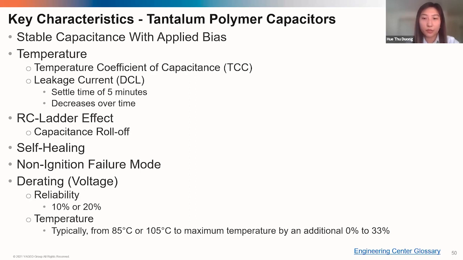Tantalum polymer parts require 10 to 20% voltage derating for temperature ranges of negative 55 degrees C to 105 degrees C, and additional temperature derating beyond 105 degrees C.